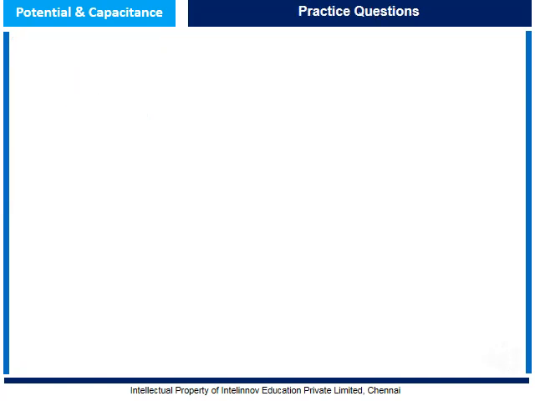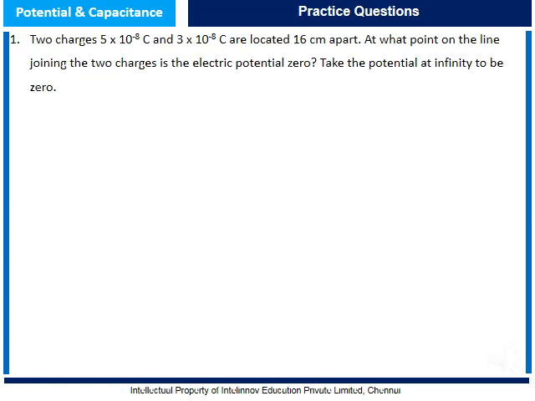Now let us get on with practice questions. Question number 1. Two charges 5 × 10^-8 coulomb and 3 × 10^-8 coulomb are located 16 centimeter apart. At what point on the line joining the two charges is the electric potential 0? Take the potential at infinity to be 0.